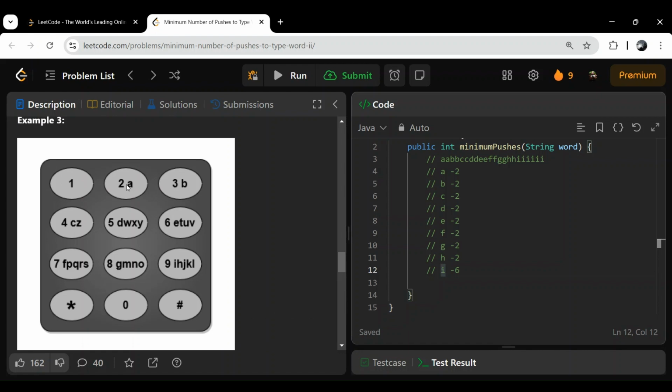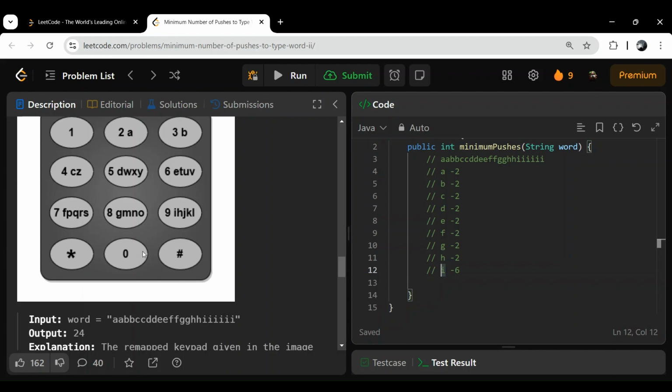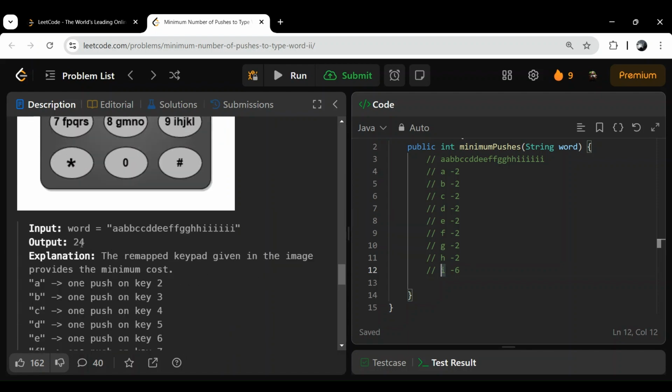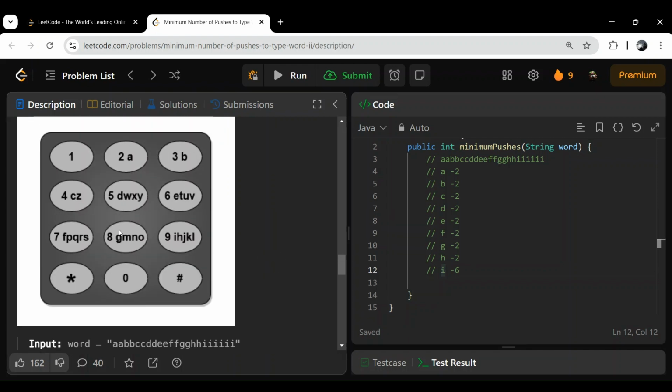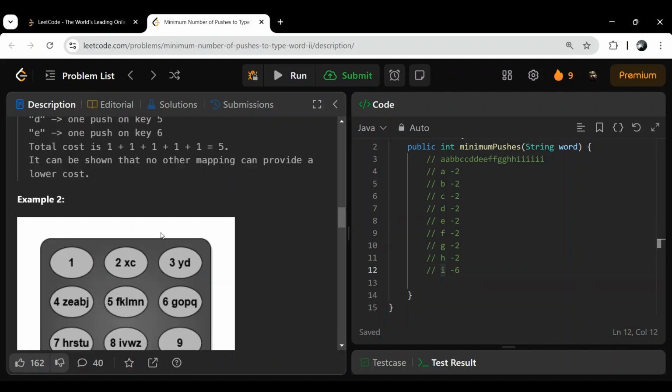You can place A here or here or here. Anything is okay, because we are not returning this keypad. We are returning the number. Okay. So you place G here or here, doesn't matter. Okay, so let's solve this question.